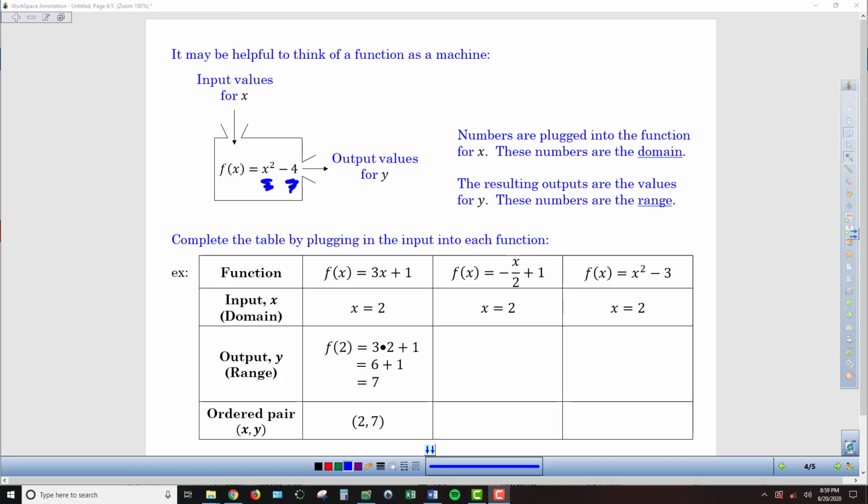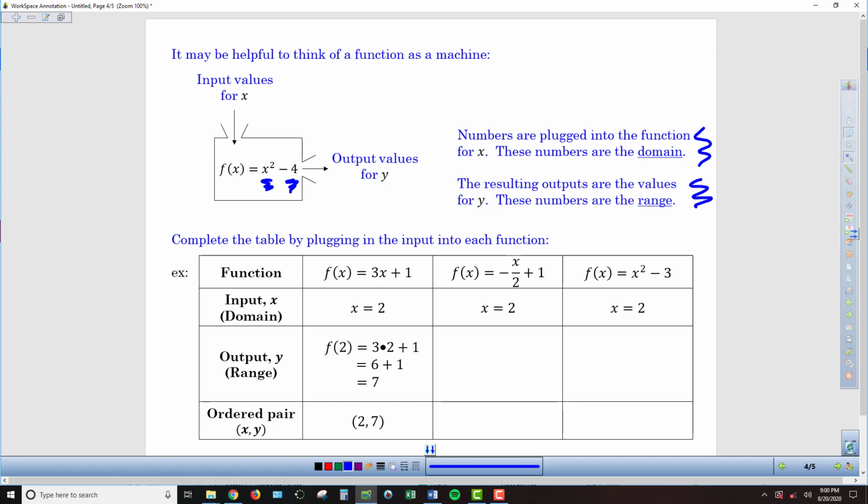And so the numbers that we plug into the function, those are our domain. We talked about that in the previous lesson. And then the output values, the numbers we get as a result of having plugged those numbers into the equation and generated the outputs, those numbers make up the range.